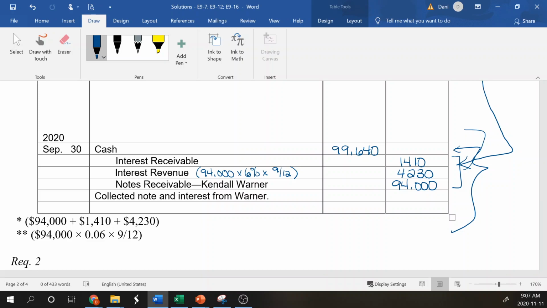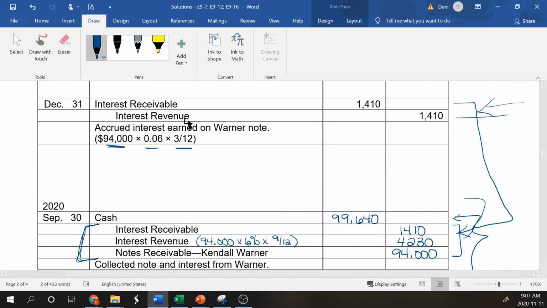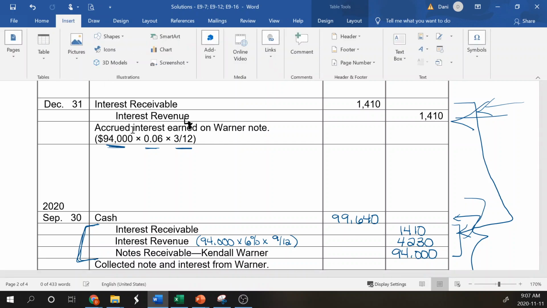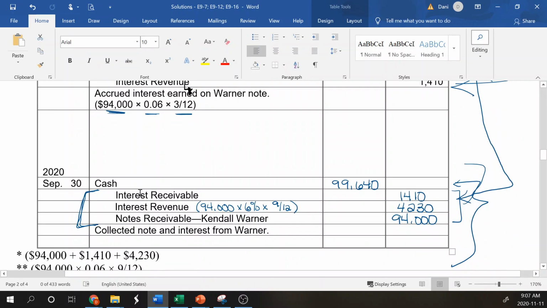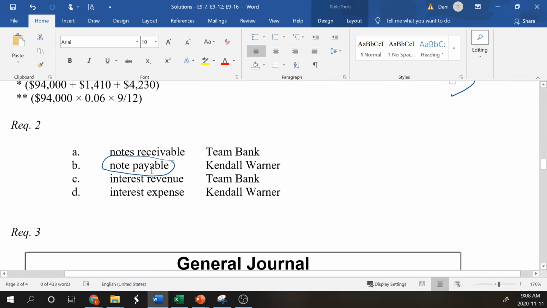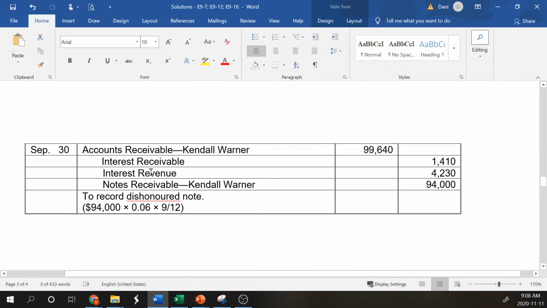So when we have this, we still will have the exact same 3 accounts that are credited because on December 31st, we would have accrued this interest. We've still got the note sitting there. So we need to clear those out and still book this additional 9 months of revenue. But instead of our debit to cash, we are just moving all of these amounts that were owed into accounts receivable. So the entry under default or the dishonored note would be shown as this.